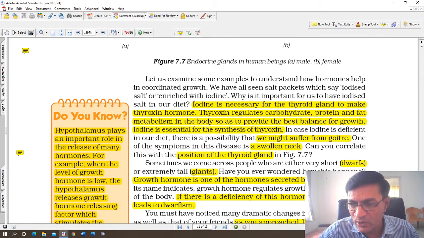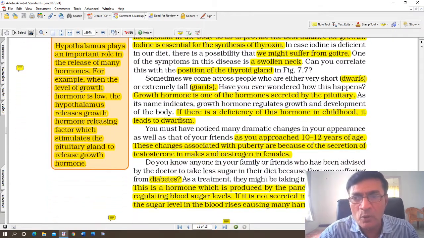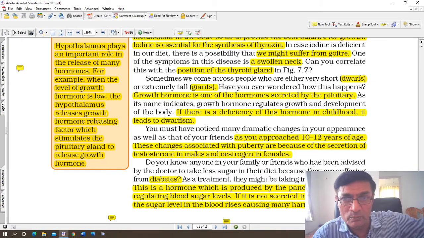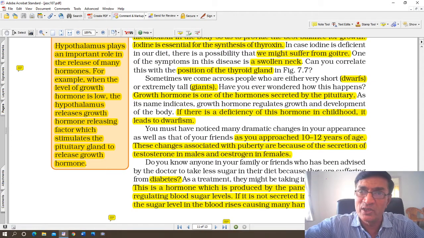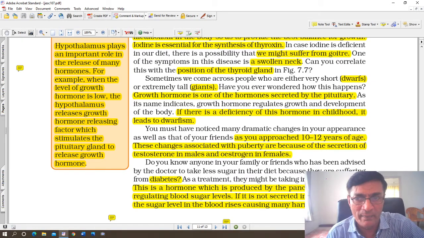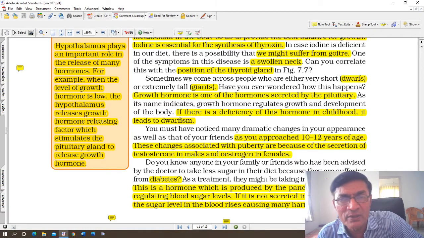Okay, let's go ahead. Sometimes we come across people who are either very short, they are dwarfs, उसको हम छोटे बोलते हैं, एकदम midgets, और extremely tall giants जैसे basketball players या तो उससे भी बड़े. Have you ever wondered why this happens and how it happens? Well, the answer for that is very simple.